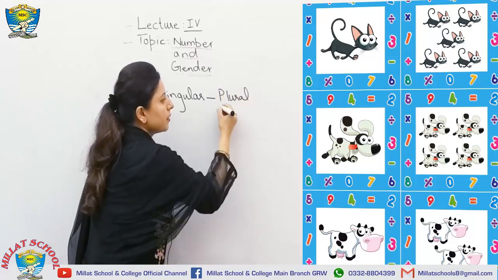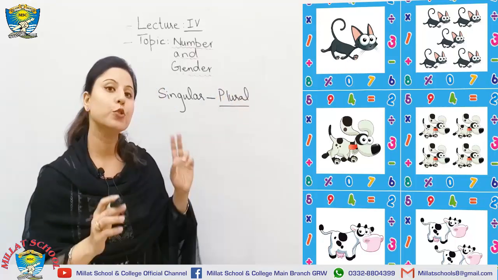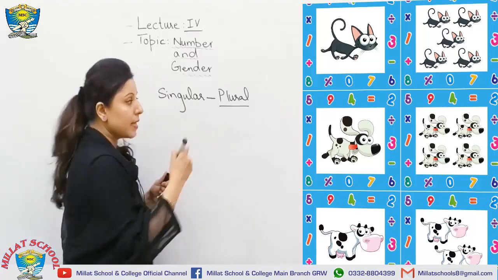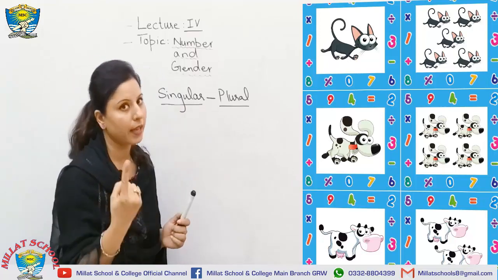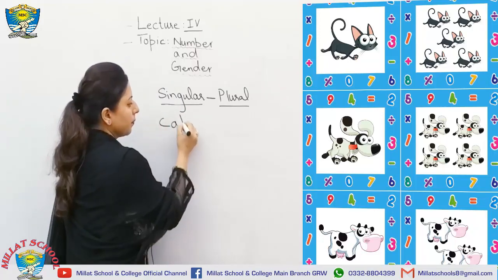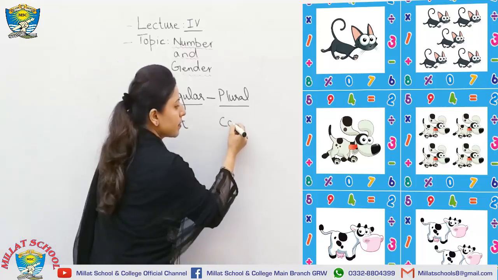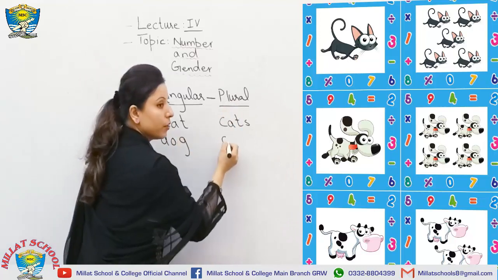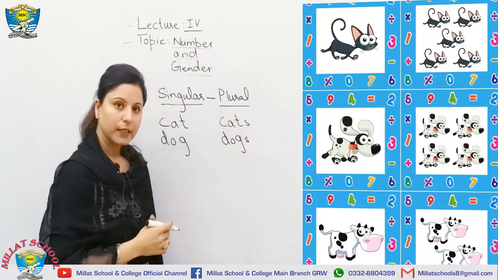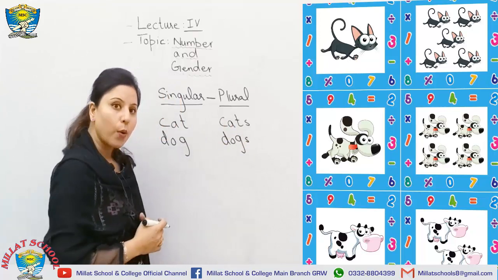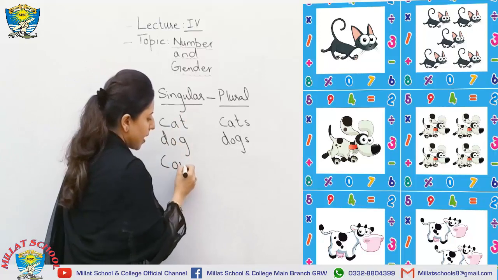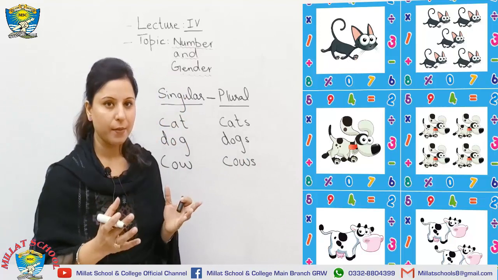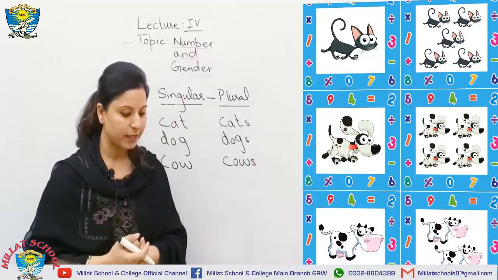So the numbers tell us that they are of two kinds only. One is singular and the other one is plural. Singular is something that is single. For example, cat and cats, dog and dogs, then cow and cows. Yes.